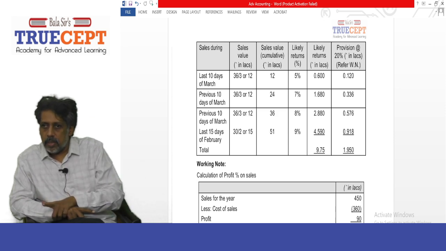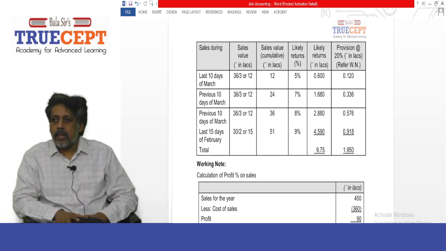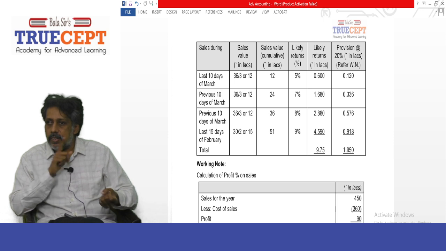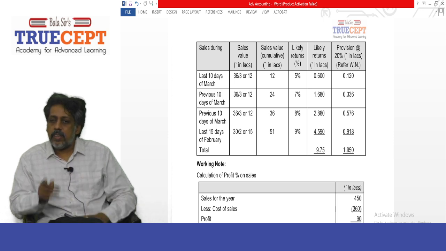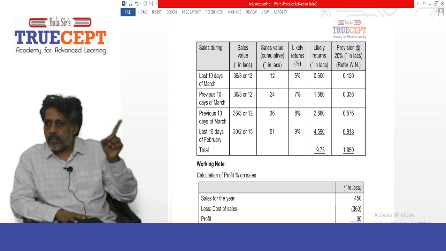Got it? Yes, sir. And on that, what is the percentage given? It's given as 7%. What is 7% on 24 lakh? It is 1.68 lakh.